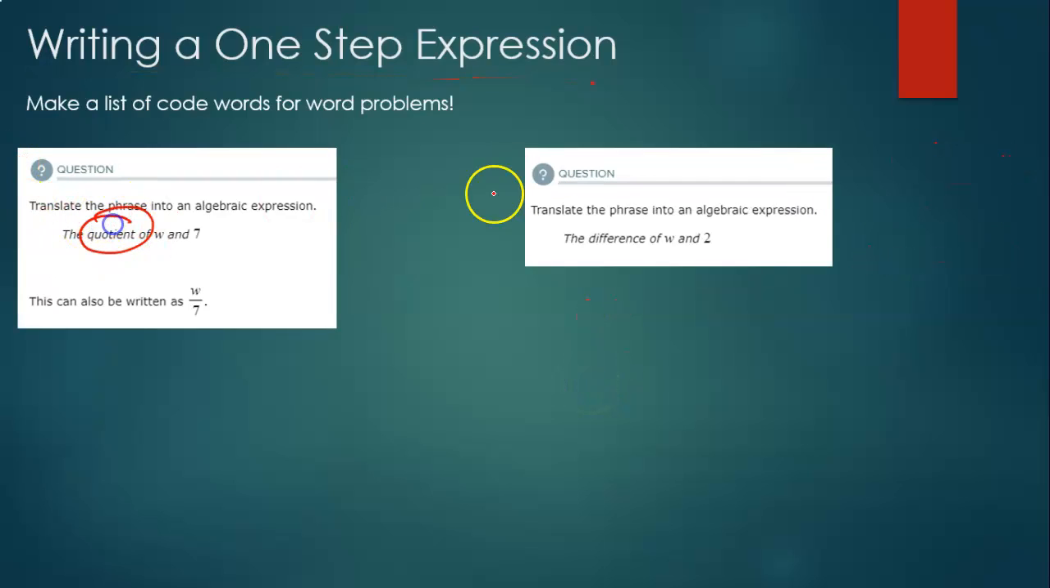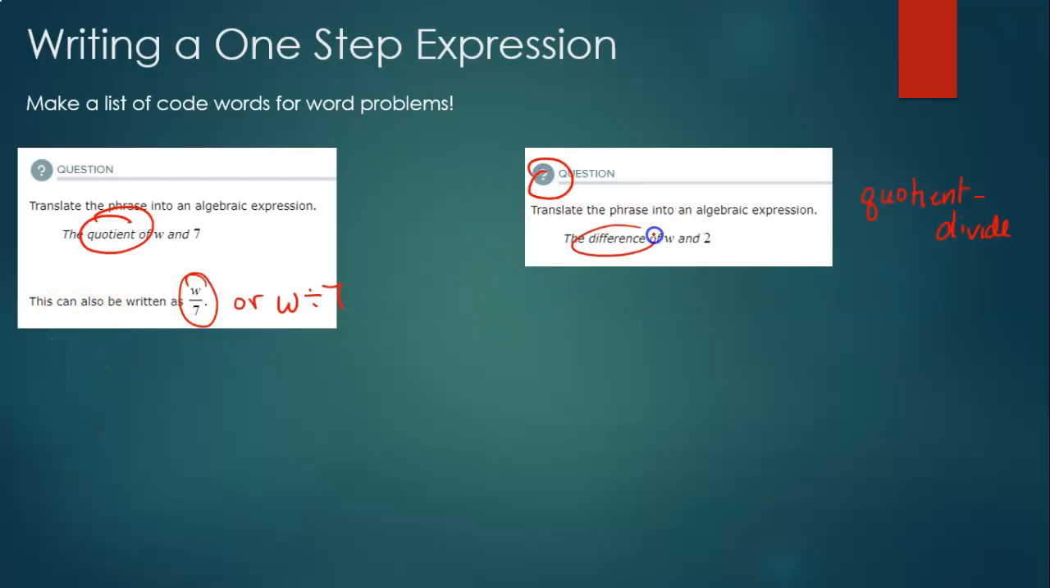For one like this, quotient, again, if you want to add this to your list of code words, quotient means to divide. So you might want to write yourself a note that quotient means to divide. So if we're going to divide the quotient of W and 7, you can write it as W over 7, or you can write it as W divided by 7. I didn't intend to give you the answer on this one written out, so don't be confused by that.